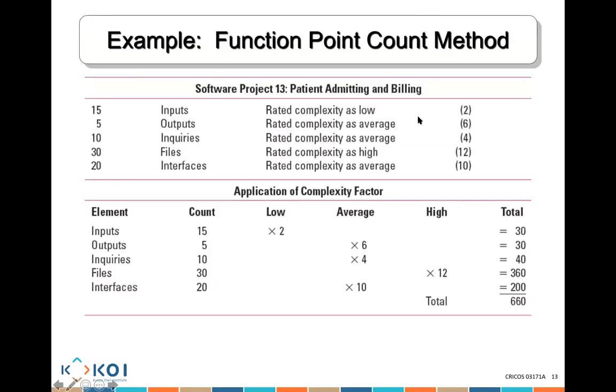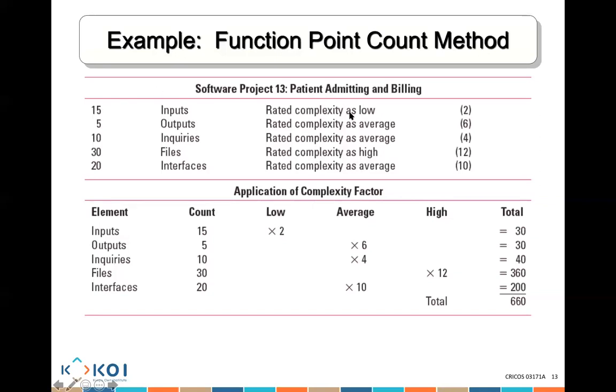Okay, sir. Now the second one is a function point. The way that it works, we're going to have all of these functions that we are going to be producing in the actual software. We're going to have 15 inputs, 5 outputs, 10 inquiries, 30 files, and 20 interfaces. We look at how complex each one of these are.